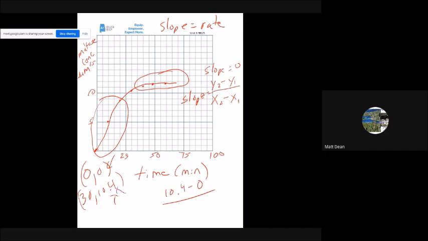Well, if we call this y2, this has to be x2. So 30 minus 0. This 30 minus this 0. So now we simplify that out. That's going to be 10.4 over 30. If we divide that out, we end up with a rate of 0.347. And our units on that are going to be our y units, which are micromolarity, over our x units, which are minutes. So 0.347 micromolarity per minute.